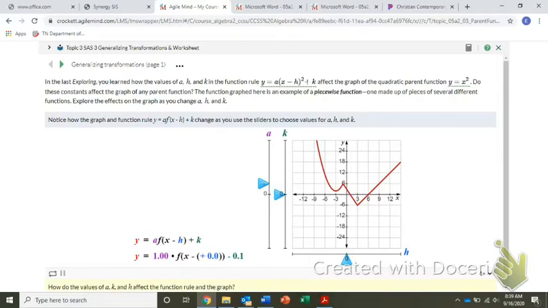Next thing I want you to notice is this equation right here. I want you to write that under piecewise on number 1. You notice it doesn't have a square. That's because we're not dealing with full quadratics. We're dealing with piecewise, which has different pieces of different functions. So this right here is so important to know. All right, I am going to click to the next page.